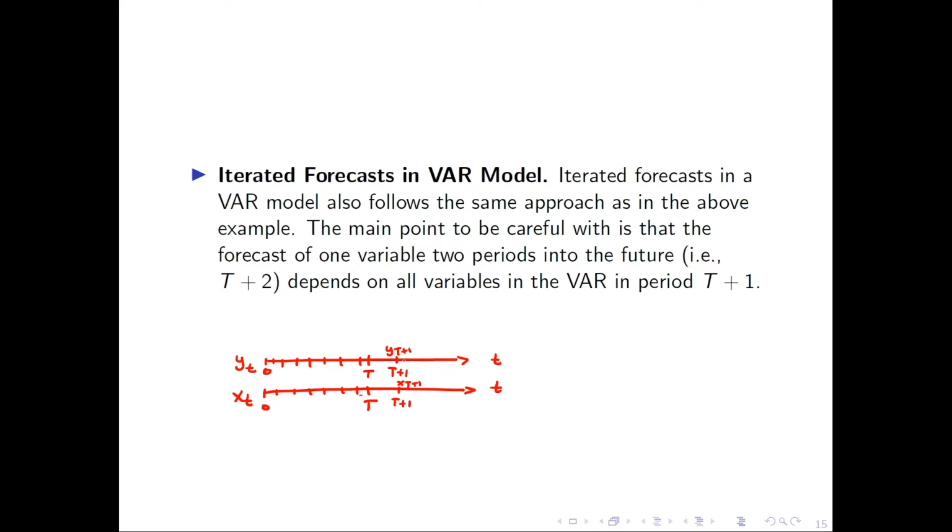When you try to make a forecast for time t plus 2, you treat these t plus 1 forecasts as data. So now you can make another forecast, the second step, and just plug the data into the model and get a forecast for yt plus 2 and xt plus 2.